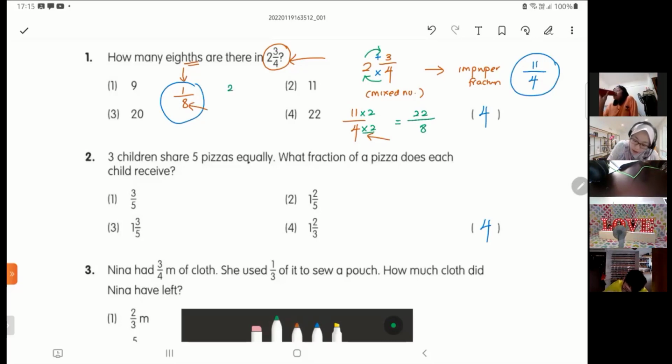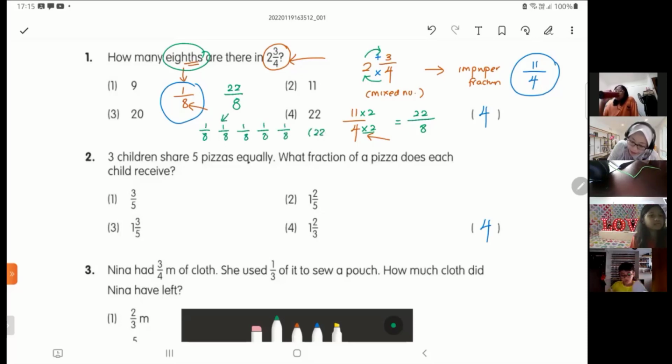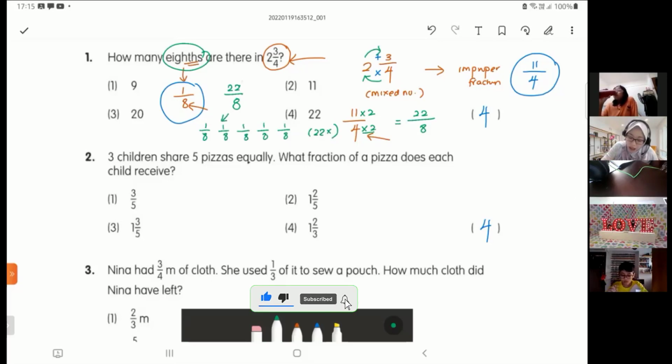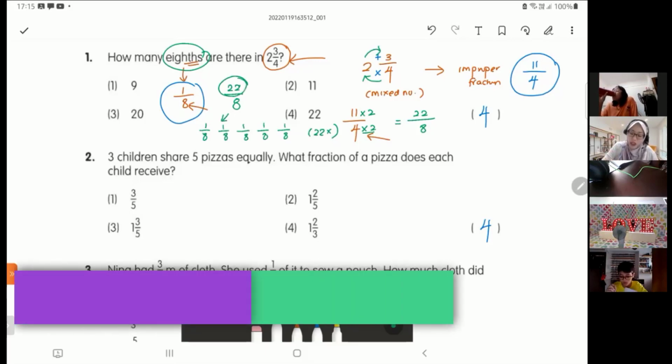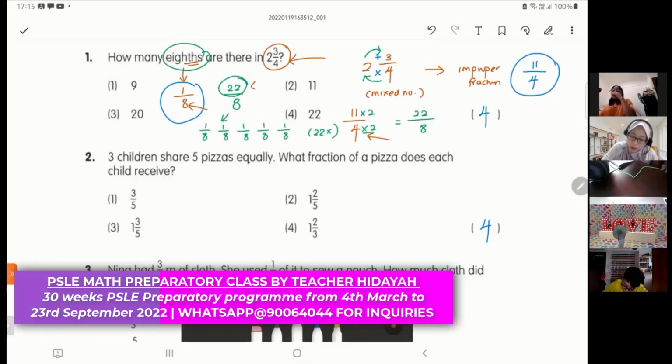Just put them aside: 22 out of 8. So I'm asking, how many 1/8 are there in 22 out of 8? It means there is 1/8, 1/8, 1/8, 1/8, 1/8, 22 times. How many 1/8 are there in 22 over 8? There are 22. Just look at the numerator. That's it. Answer is number 4.